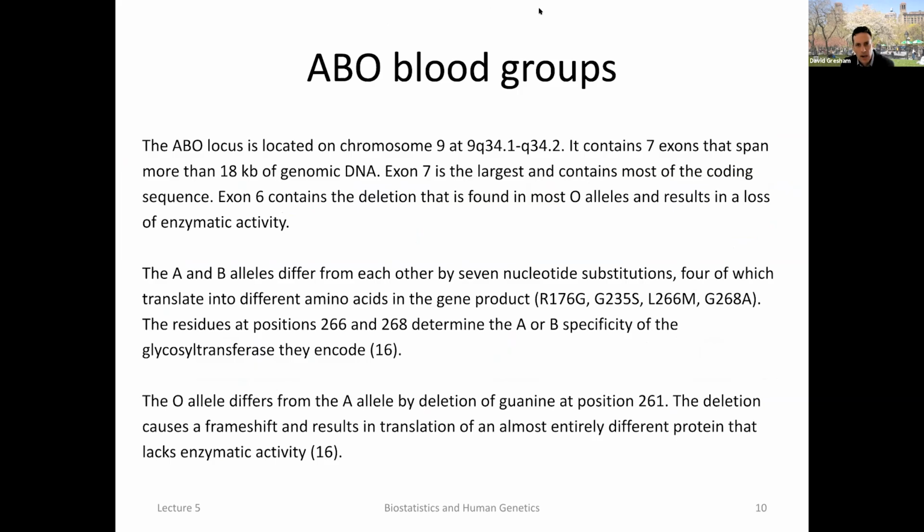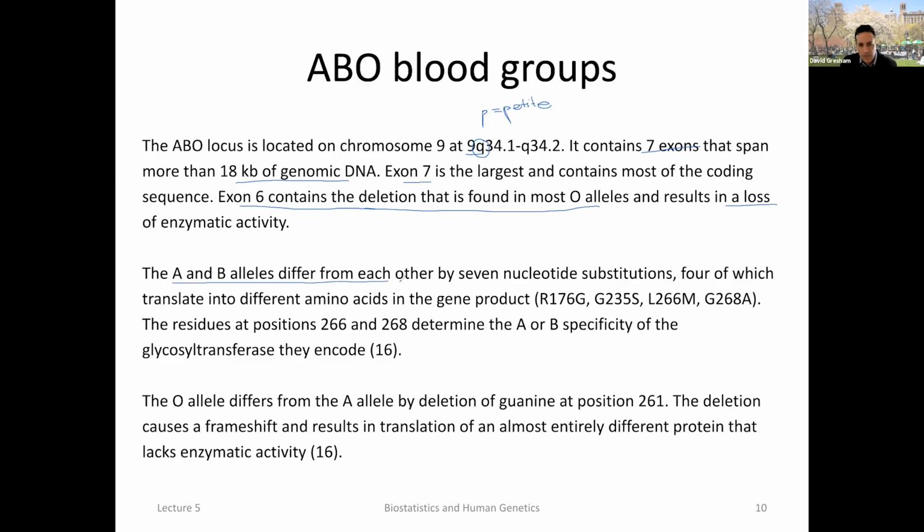You're all now comfortable with the nomenclature for chromosome 9q. Q is the large arm. Remember, P is the small arm for the French petite. So this gene, the ABO locus, is on chromosome 9, 7 exons, 18 kilobases of DNA. Exon 7 is the largest. Exon 6 contains the deletion that is found in most O alleles and results in the loss of enzymatic activity. So we call this a null mutation. If you have the O allele, you essentially have a mutant or non-functional form of the gene.